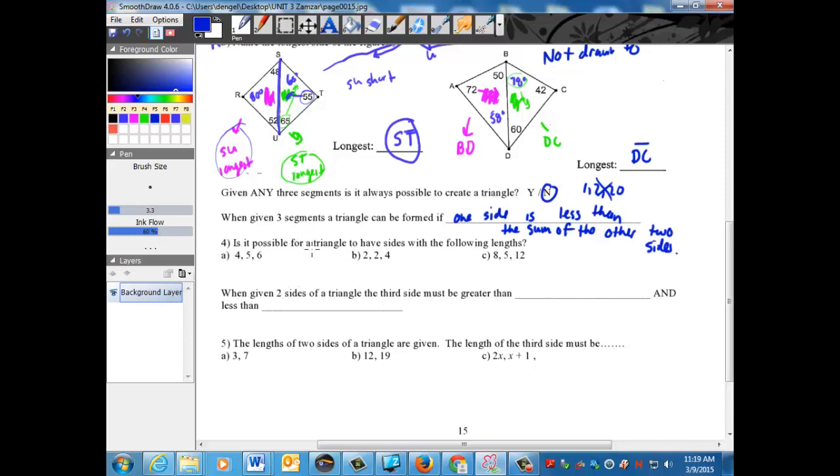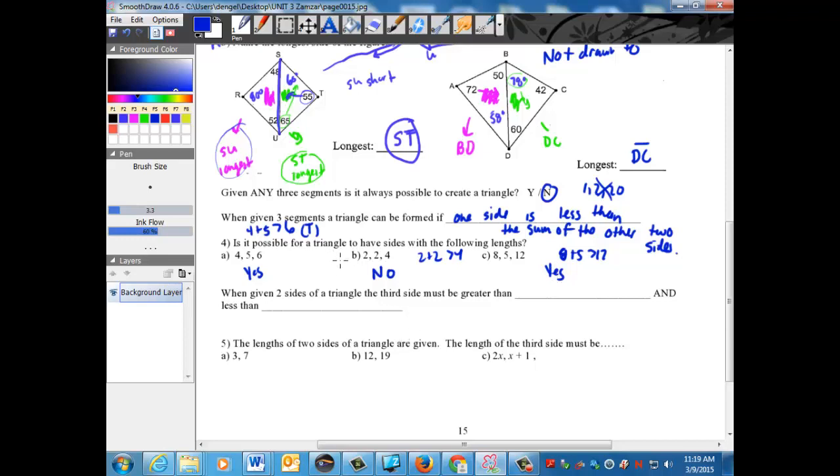So we have, is it possible for a triangle to have sides with the following lengths? Well, we have 4 plus 5 is greater than 6. This is going to be true. And so we can say, yes, this is true. 2 plus 2 is not greater than 4. This would be false. No. 8 plus 5 is greater than 12. This is true. So we can put yes.